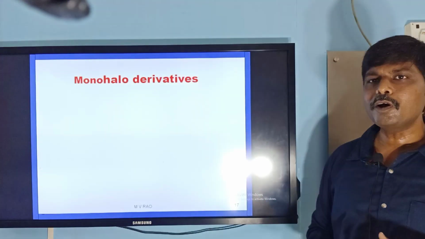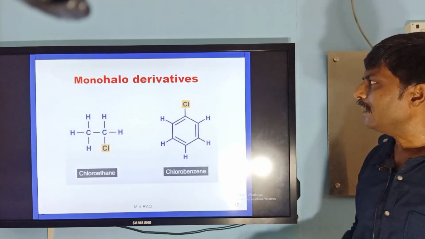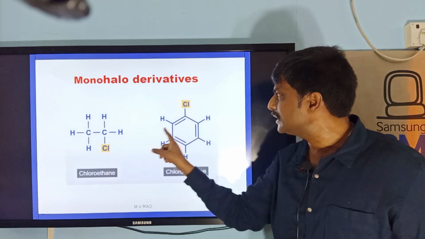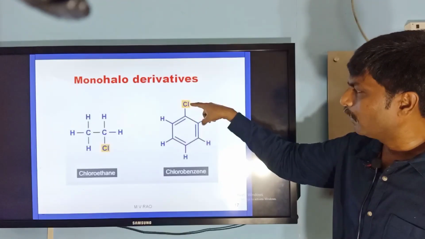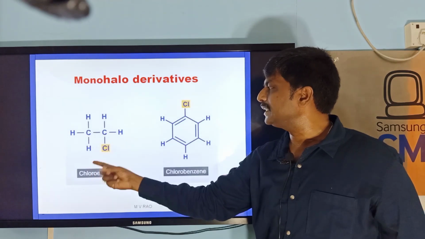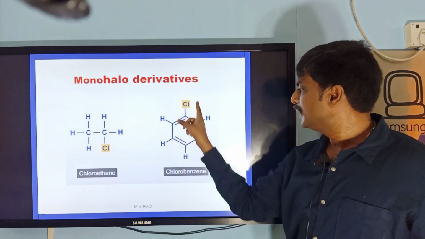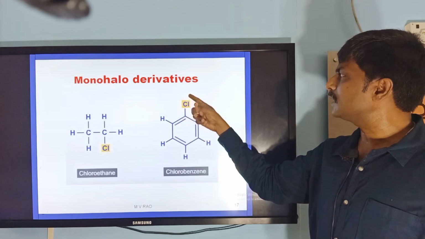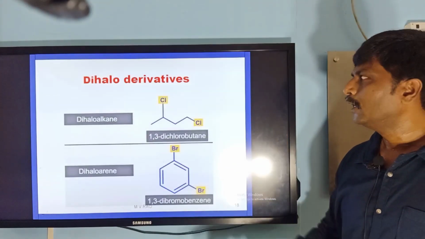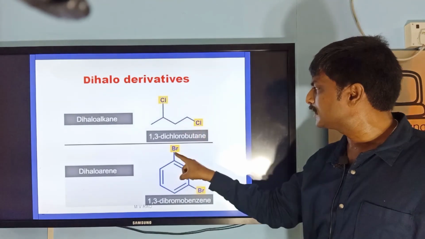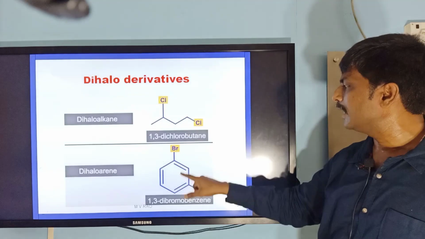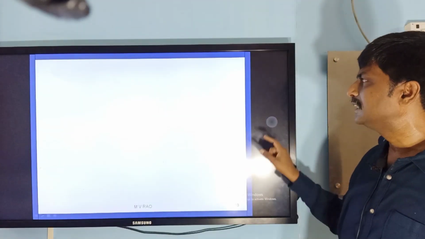So monohalo derivatives contain only one halogen atom. You can see in this structure only one Cl, and in this structure only one Cl. It is ethane. In ethane H is replaced by Cl, so it is chloroethane. It is benzene, H is replaced by Cl, chlorobenzene. So we will see dihalo derivatives: 2 halogen atoms, 2 chlorines, 2 bromines. What is the name? 1,3-dichlorobutane. It is 1,3-dibromobenzene.